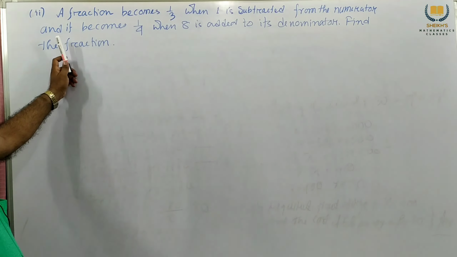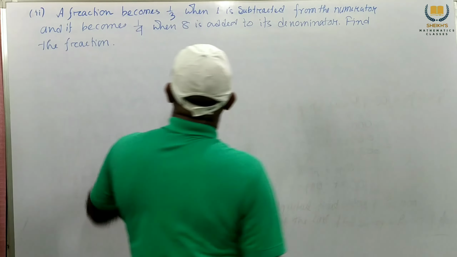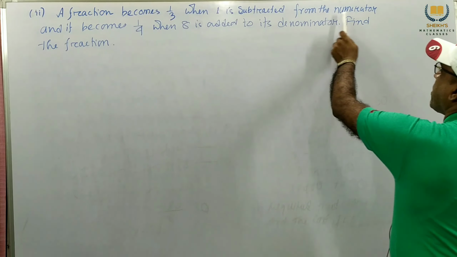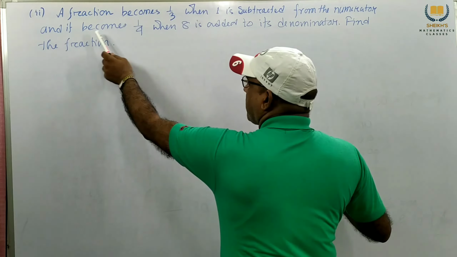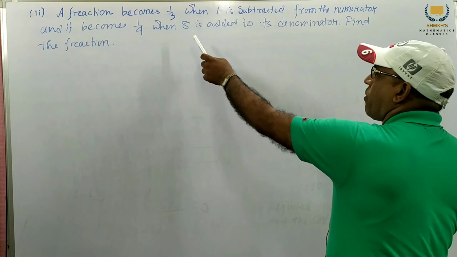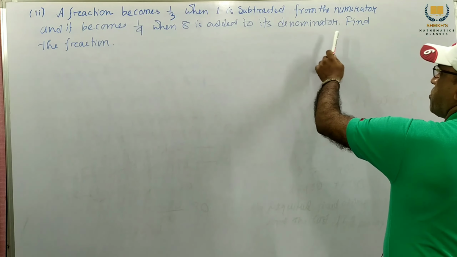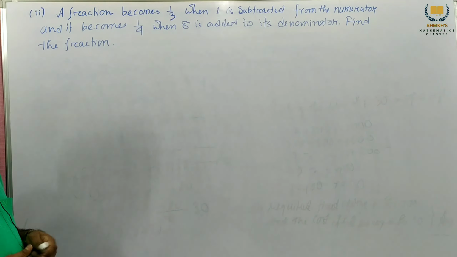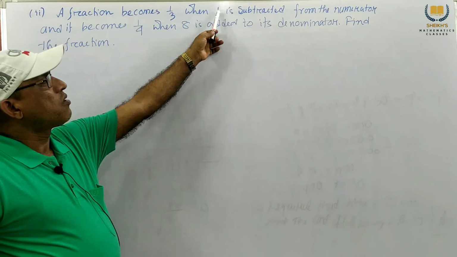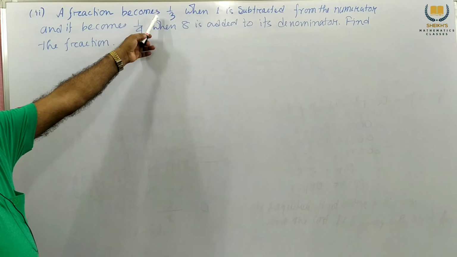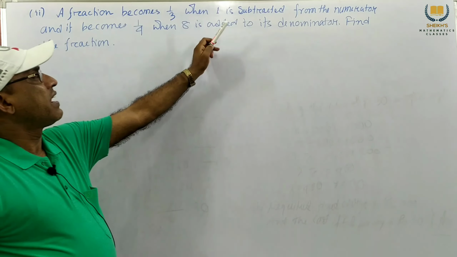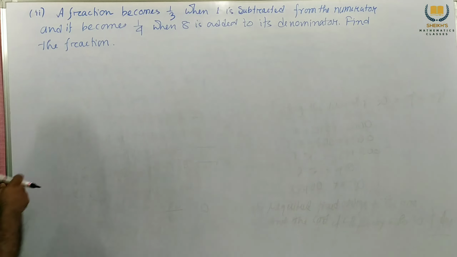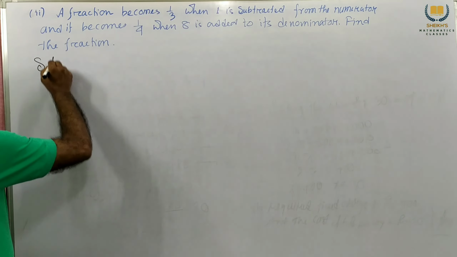Problem number 2. A fraction becomes 1 by 3 when 1 is subtracted from the numerator, and it becomes 1 by 4 when 8 is added to its denominator. Find the fraction. So one fraction is given. If we subtract 1 from numerator, then the fraction is 1 by 3. If we add 8 to its denominator, then the fraction is 1 by 4. Now what is the fraction? No problem, we can easily find the fraction.